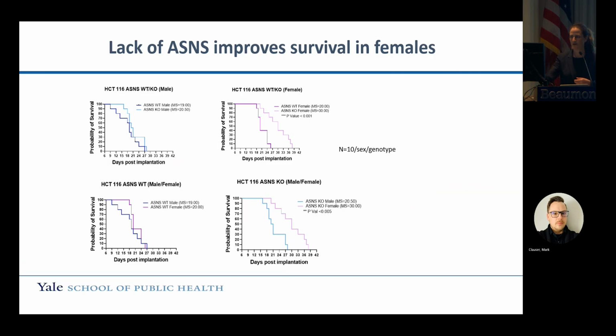But on the right side, we're comparing with the knockout. So the top right-hand corner, we have female mice that receive the wild type or the knockout, and you can see the knockout mice who are female have much prolonged survival. If we compare the knockout from the males to the females, again the females have much longer survival. So even in this mouse model, we can see that ASNS does potentially contribute to cancer cell growth in a sex-specific manner.